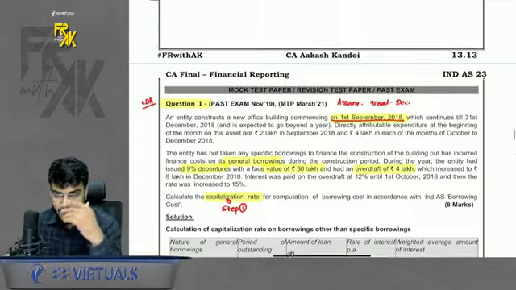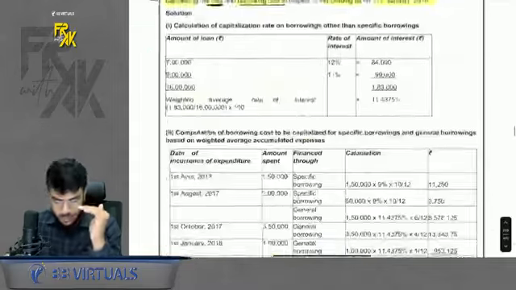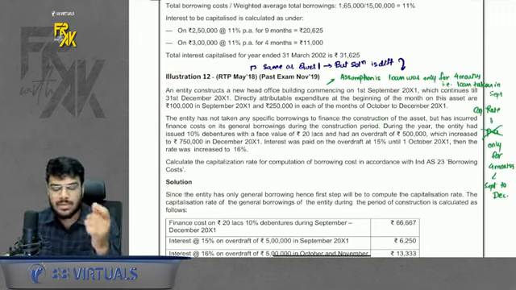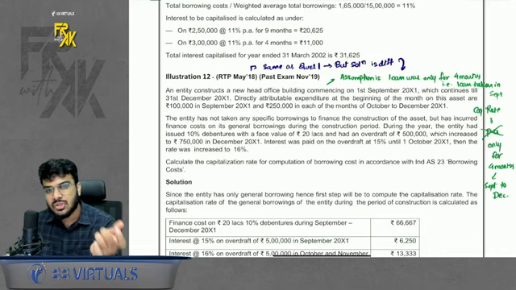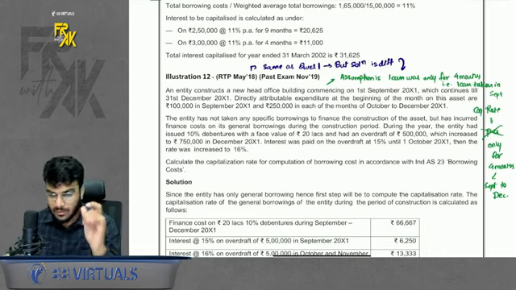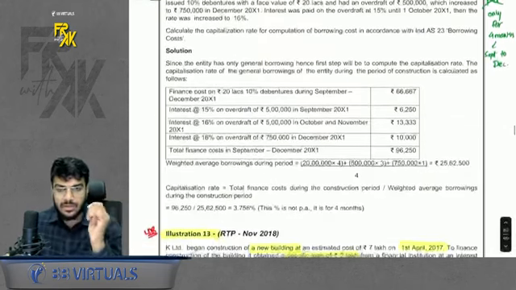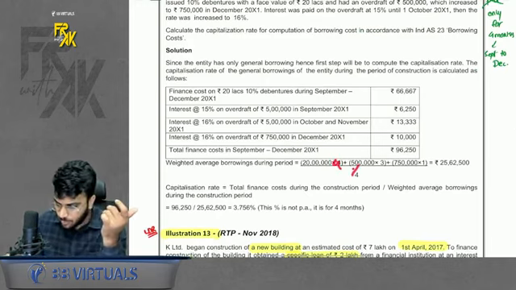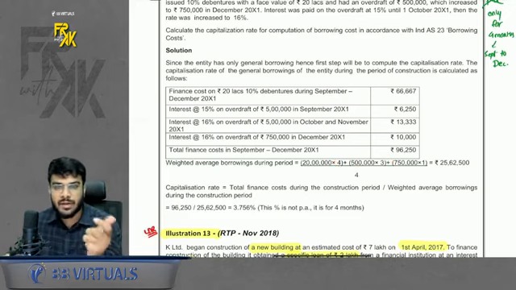Acha, one more interesting part is there. They have a similar question also, that is illustration number 12. It is the same, but here the assumption is different. Here they have assumed that the loan was not outstanding for full 12 months. It was outstanding only for 4 months. So that is why they have not taken 9 by 12, 11 by 12. They have taken 4 by 4, 3 by 4, 1 by 4.